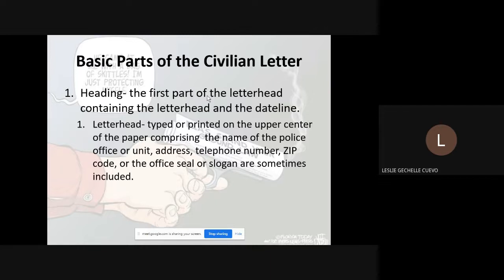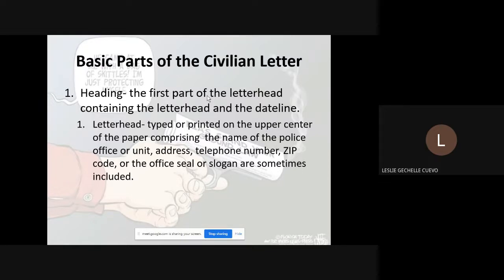So first is heading. I assume alam niyo na rin to dahil elementary pa lang tinuturo na to, pero re-reviewin natin syempre. So first is heading. The first part of the letter containing the letterhead and the date line. Kung maalala nyo sa memo, meron daw mga memo na printed out na ang heading. Ibig sabihin, ang letterhead, sorry. So andun na sa papel mismo yung letterhead. Pero yung letterhead and the date line are part of the heading.